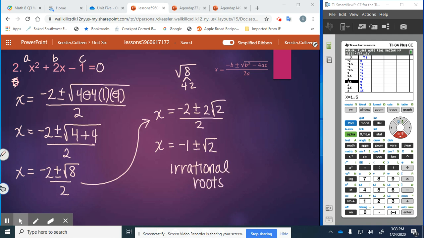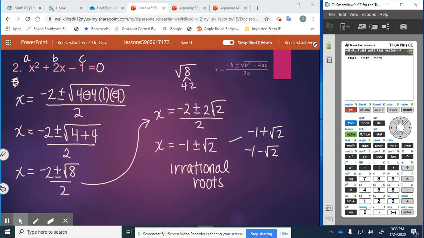And we can leave our answer that way. You could also split it up, so we would have negative 1 plus radical 2, and negative 1 minus radical 2 as our two answers. So the roots are going to be really close to that negative 1.